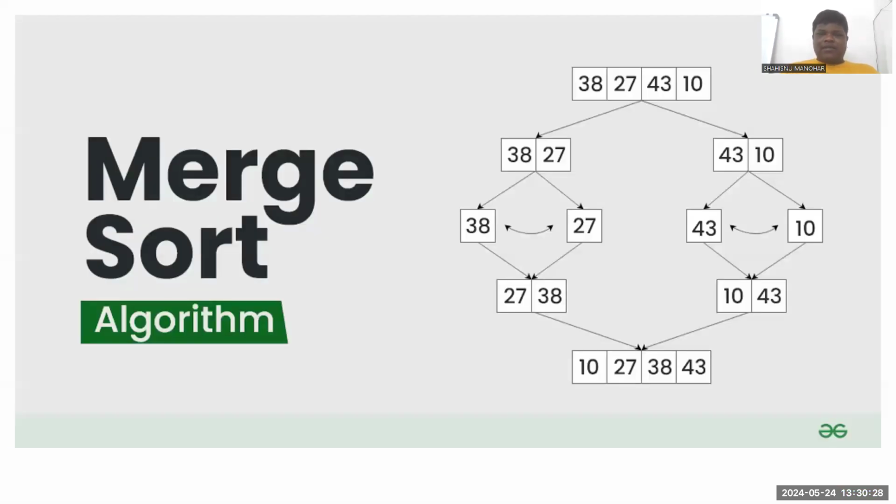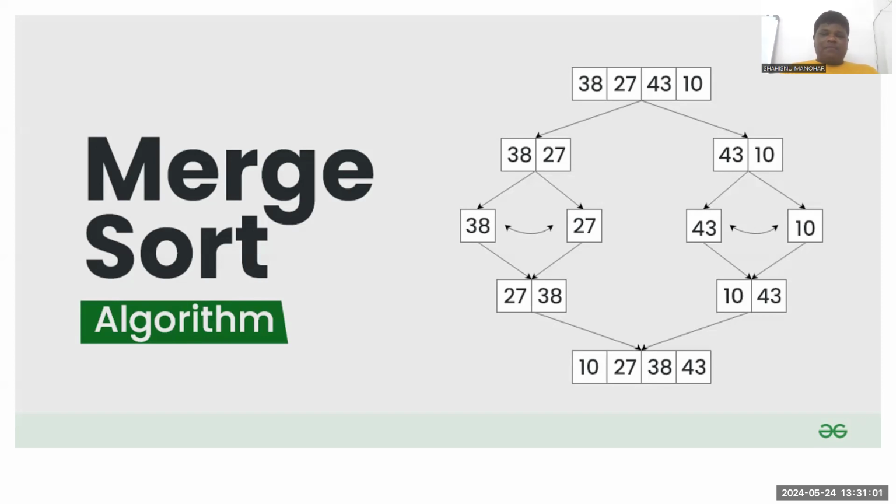Here is a basic example, a diagram where you can see the merge sort algorithm being executed. Here is an array which consists of the elements 38, 27, 43, and 10. It uses the divide and conquer strategy to divide the main array into smaller subarrays. You can see here 38, 27 and 43, 10 are divided into two subarrays. Then further, they're divided into smaller subarrays which have their individual elements now: 38, 27, 43, and 10.